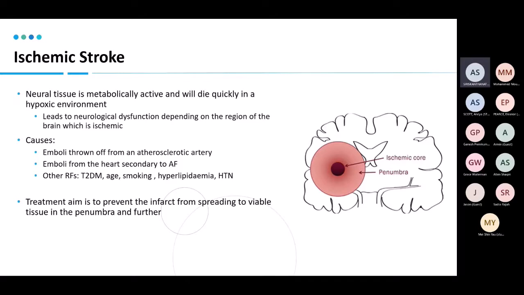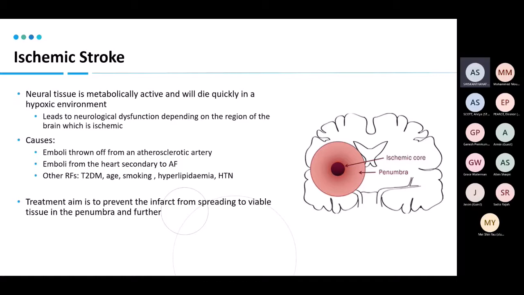This is why it's really important to act quickly to prevent the ischemic core from expanding into the penumbra and making that irreversible. Causes include emboli thrown off from atherosclerotic arteries. One of the main risk factors for this is AF, atrial fibrillation, where your blood goes around within the atria, giving it more room and more time to start clotting, forming an embolus, which can get thrown off when it gets pumped around.